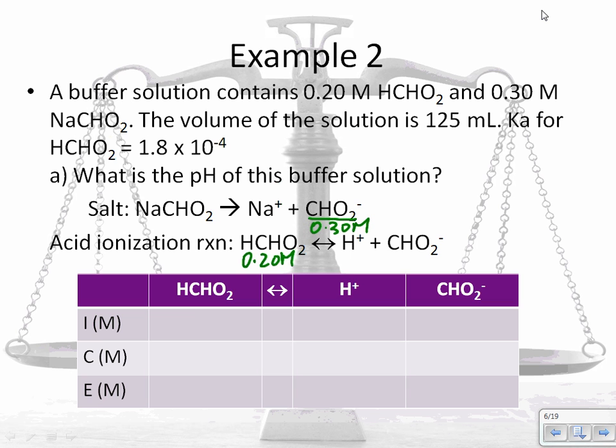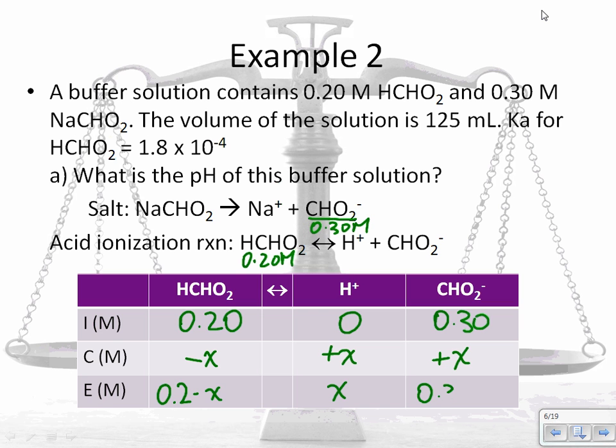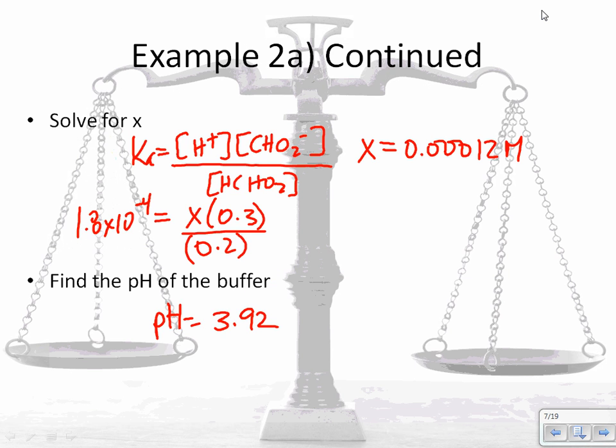So in this case, your initial concentration of HCHO2 is 0.2 molar, your hydrogen ion concentration is 0, and your CHO2- concentration is 0.30. What ends up happening is this goes down by X, this goes up by X, and this goes up by X. But you end up using your 100 rule and getting 0.2 minus X, X, and 0.3 plus X. When you use your 100 rule, these X's get eliminated, and you still end up with the same equation when you plug in your Ka. So now when I calculate my X, if I solve for X, there's my answer there.